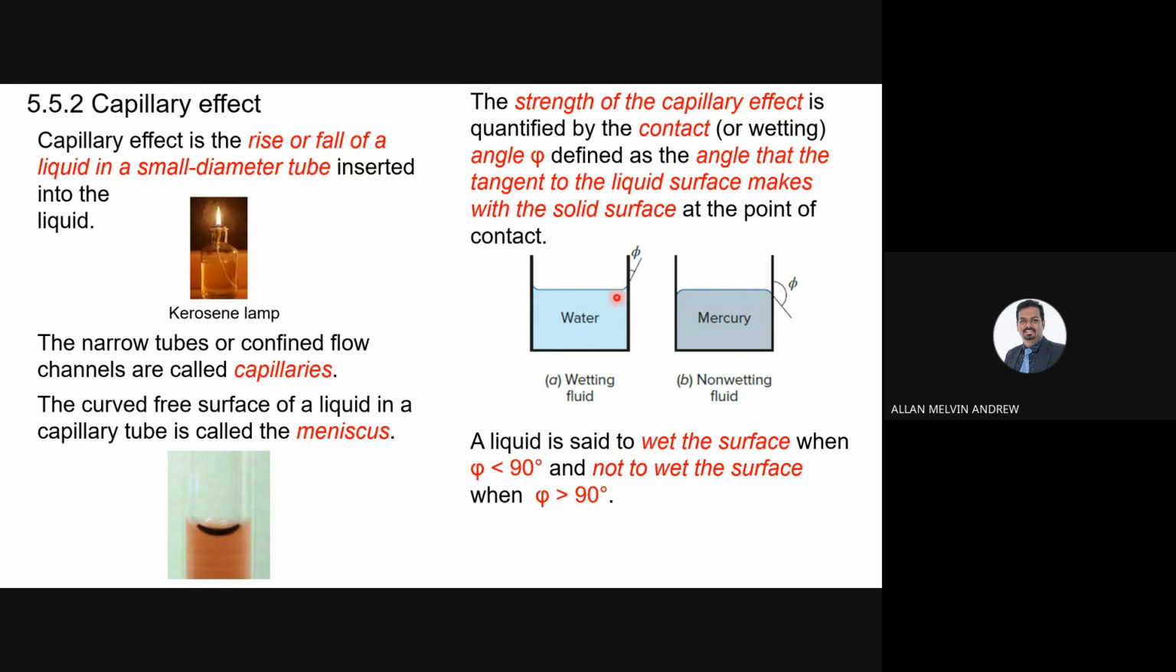Then you can calculate the angle. You just need to see the end part, then connect it straight. Then you take the angle from the surface down, and then you can get this angle. Similarly, mercury is a non-wetting fluid, so it will be like an N, so it will be downward.